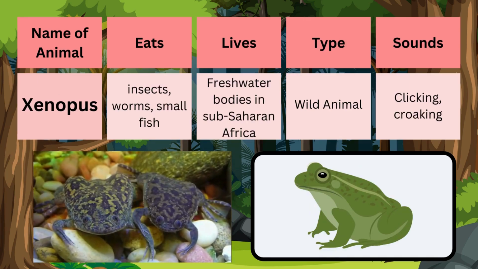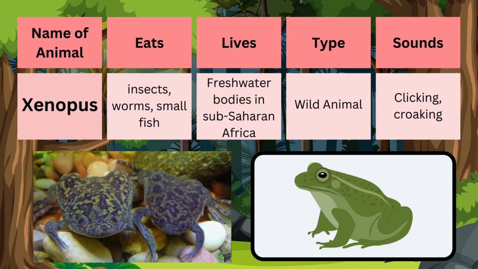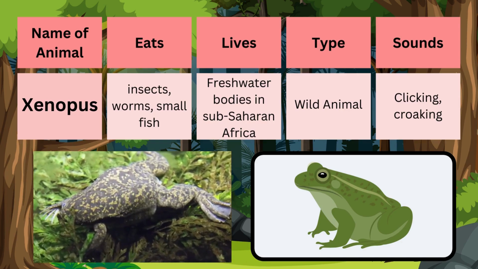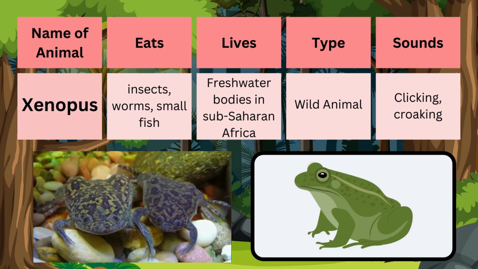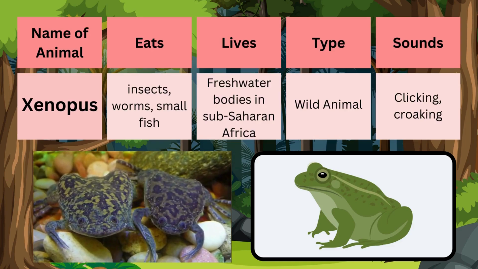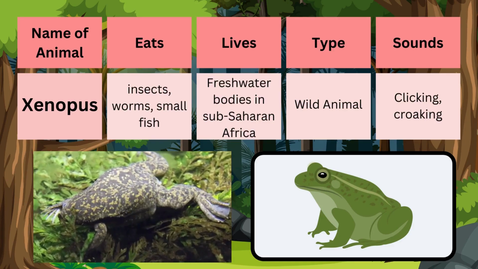Xenopus. Xenopus eats insects, worms, small fish. Lives in freshwater bodies in sub-Saharan Africa. Xenopus is a wild animal. Sounds.